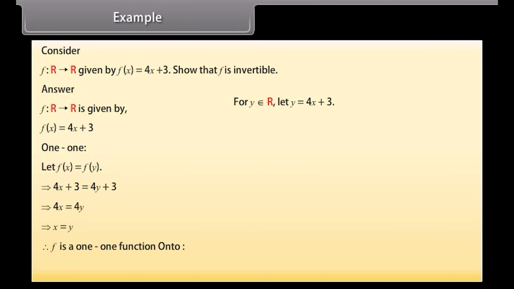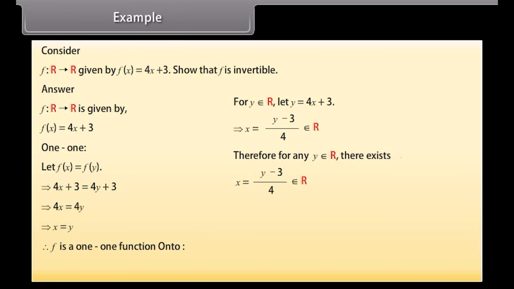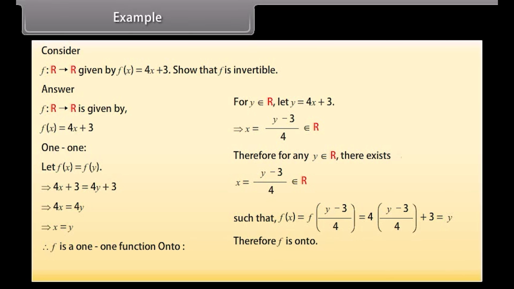Onto. For y belongs to R, let y is equal to 4x plus 3. It implies that x is equal to (y minus 3) upon 4, which belongs to R. Therefore, for any y belongs to R, there exists x is equal to (y minus 3) upon 4, which belongs to R, such that f of x is equal to f of (y minus 3) upon 4 is equal to 4 into (y minus 3) upon 4 plus 3, which is equal to y. Therefore, f is onto. Thus, f is 1-1 and onto, and therefore f inverse exists.